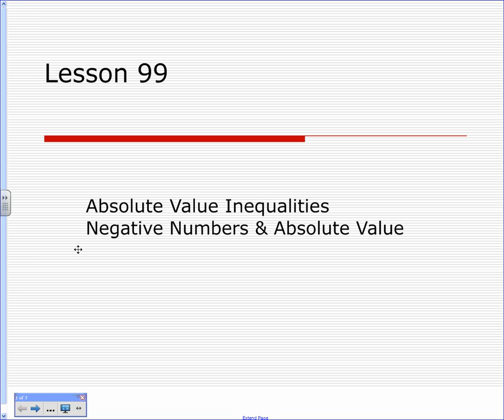All right, we are looking at lesson 99, absolute value inequalities, negative numbers, absolute value.